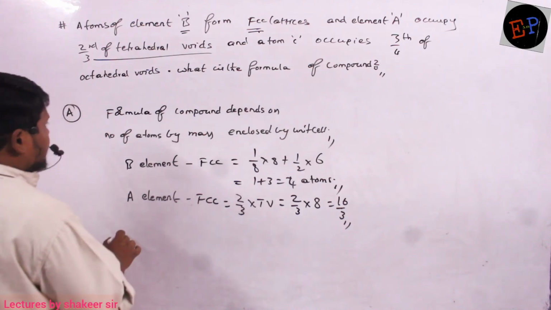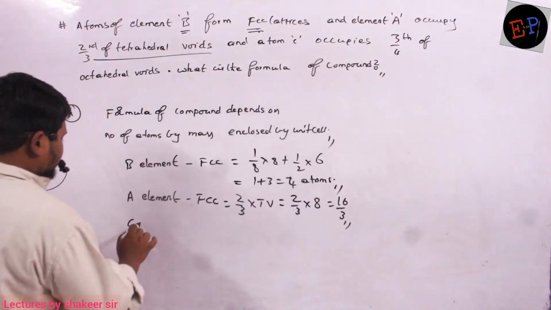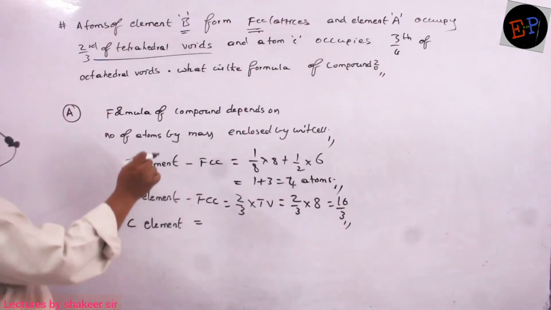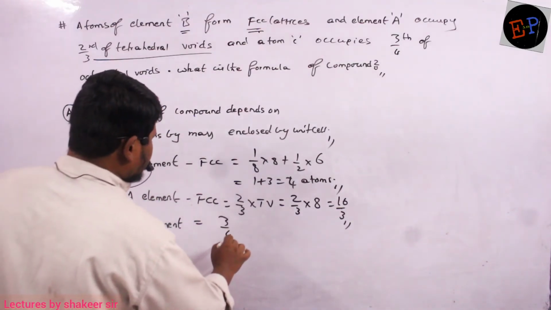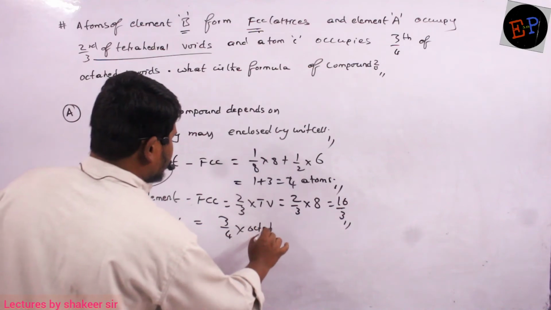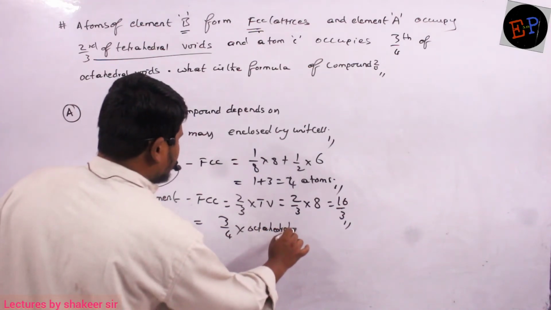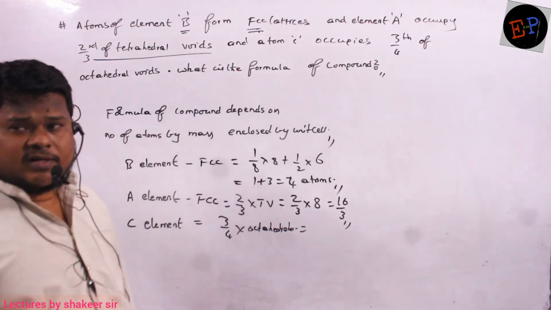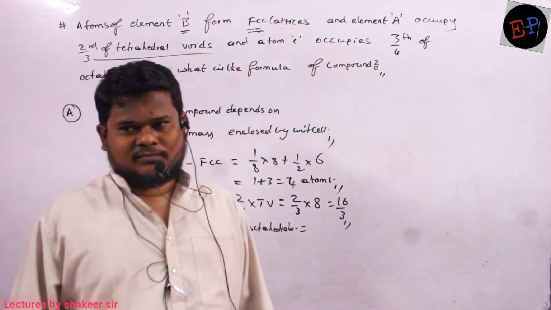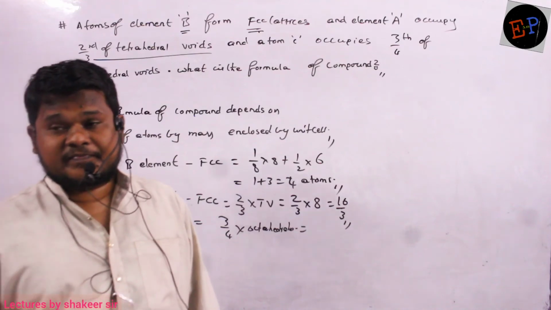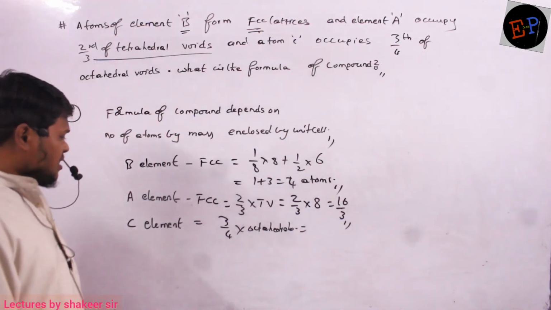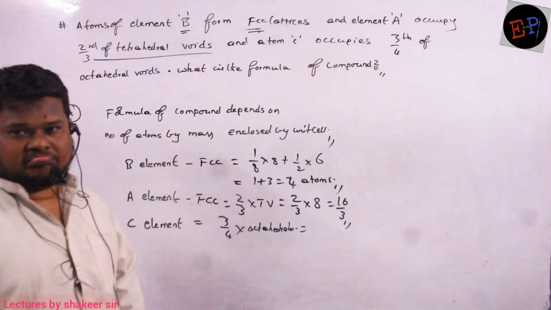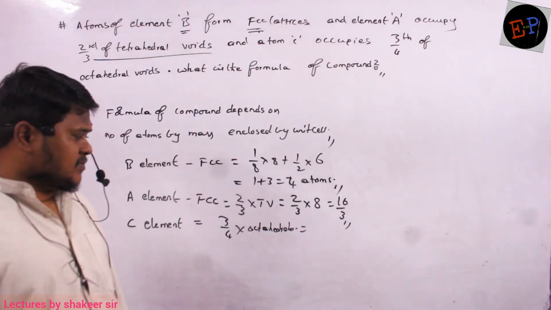And which is the last element? Element C. Atoms of element C are occupying how many voids? 3/4 of the octahedral voids. In FCC, how many octahedral voids will be present? Octahedral voids in FCC: 4.